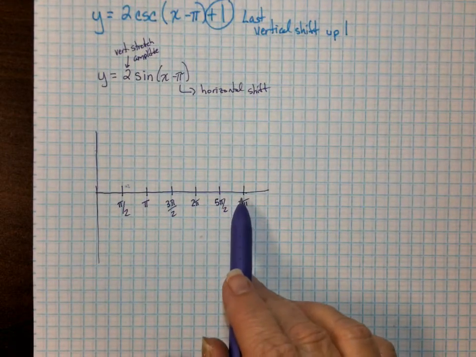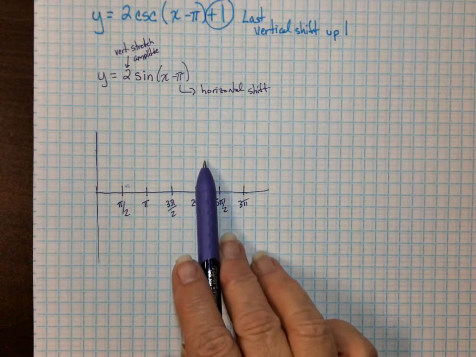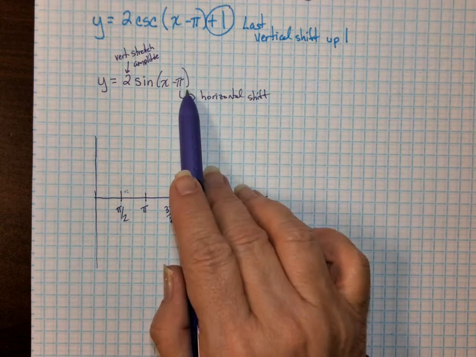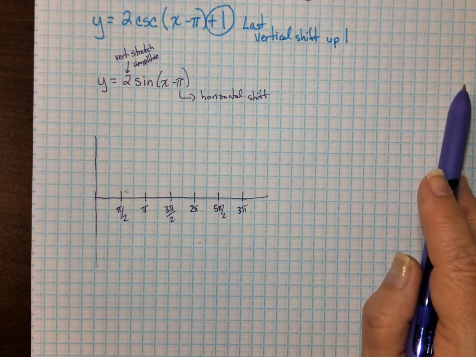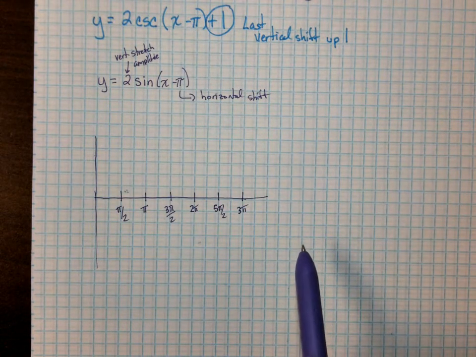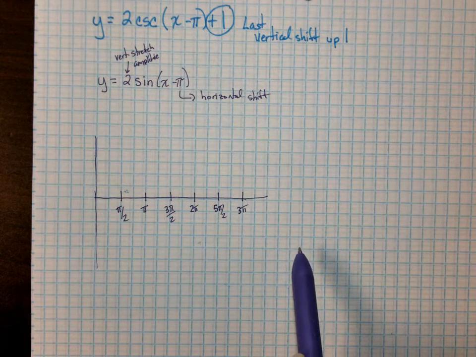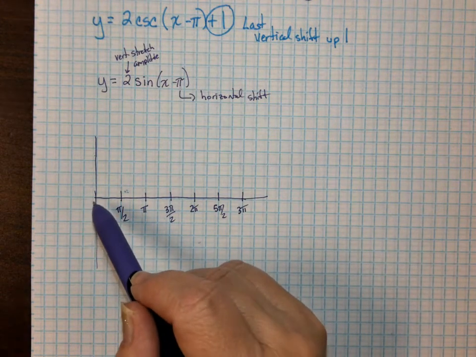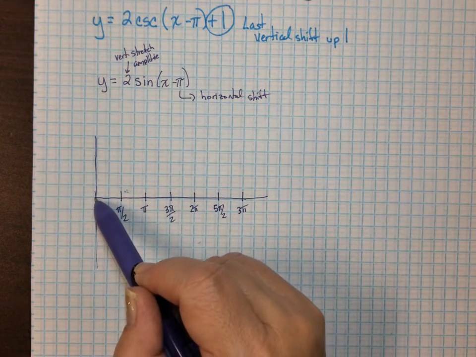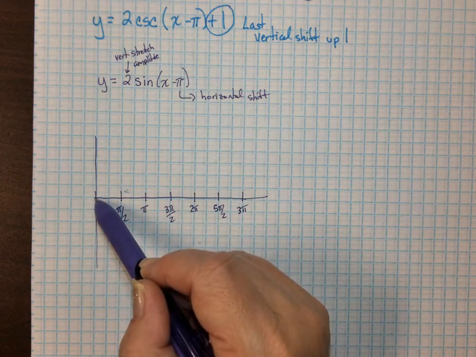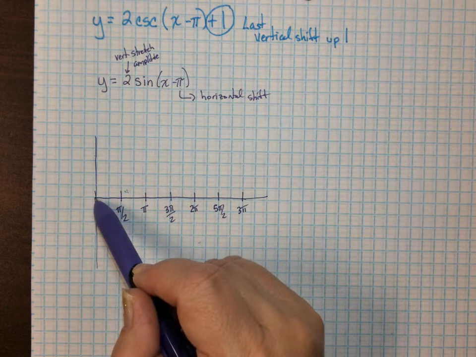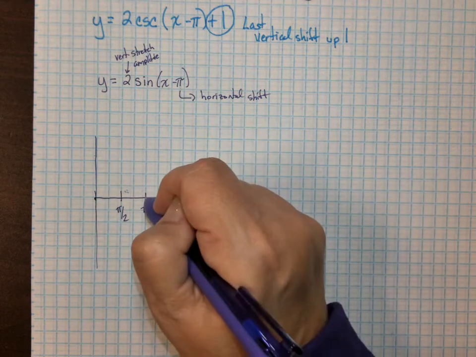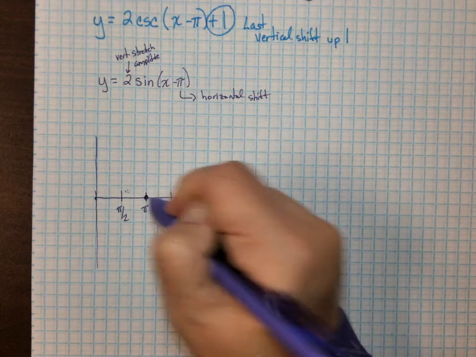Now, why did I go out there and not just stop at 2 pi? Because this horizontal shift is going to the right. So normally my sine would start here at 0, 0. So I'm just going to shift it to the right. So now at pi, it's going to be 0.